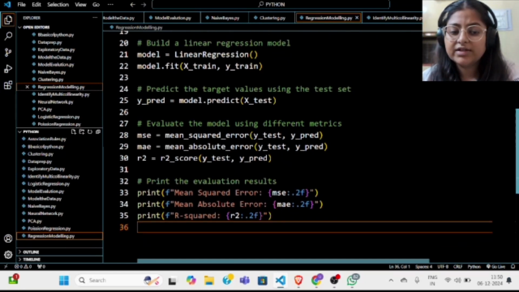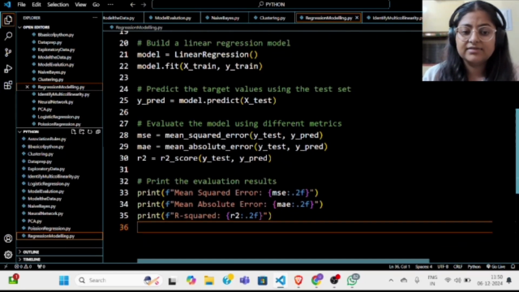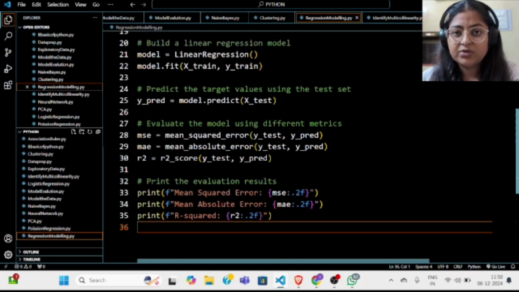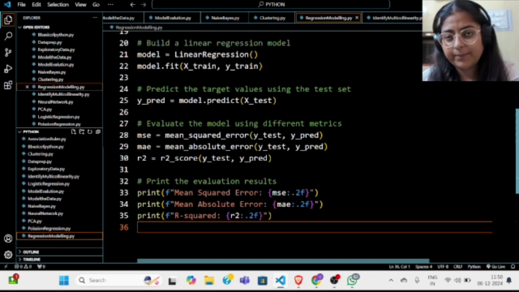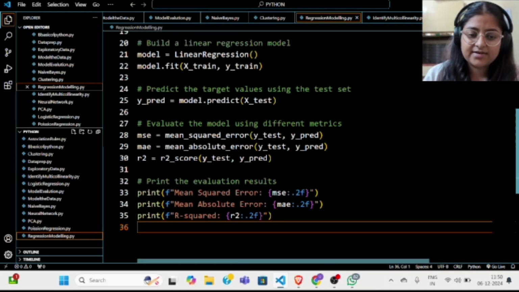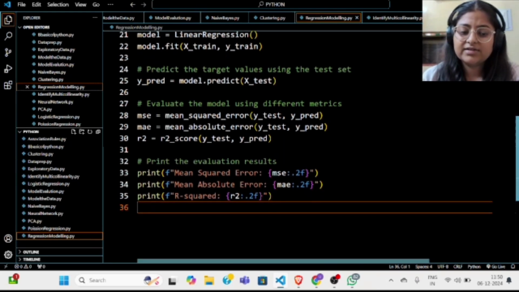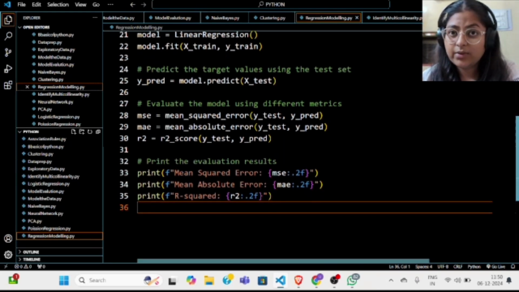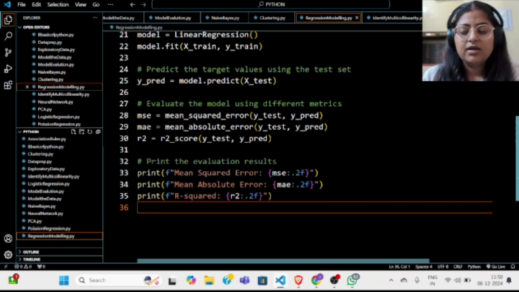Evaluate the model using different metrics, that is mean squared error or mean absolute error, passing the values y_test and y_pred. Print the evaluation results, printing the mean squared error result and the absolute error result and the R squared as required.